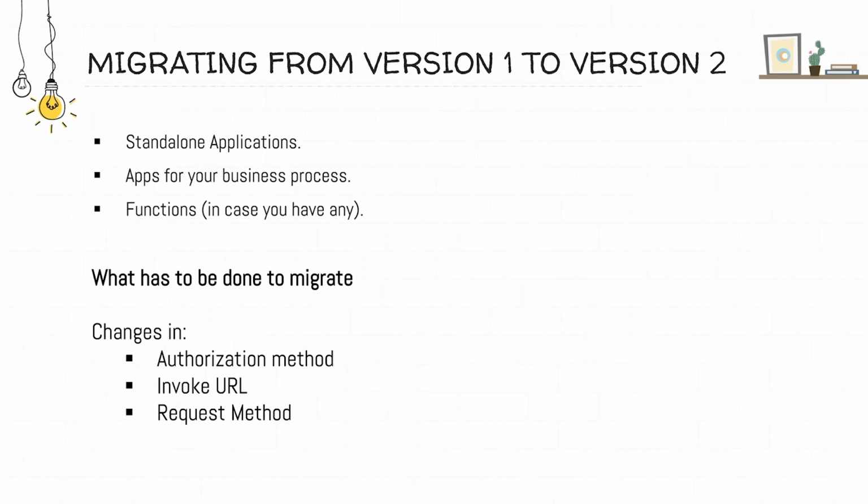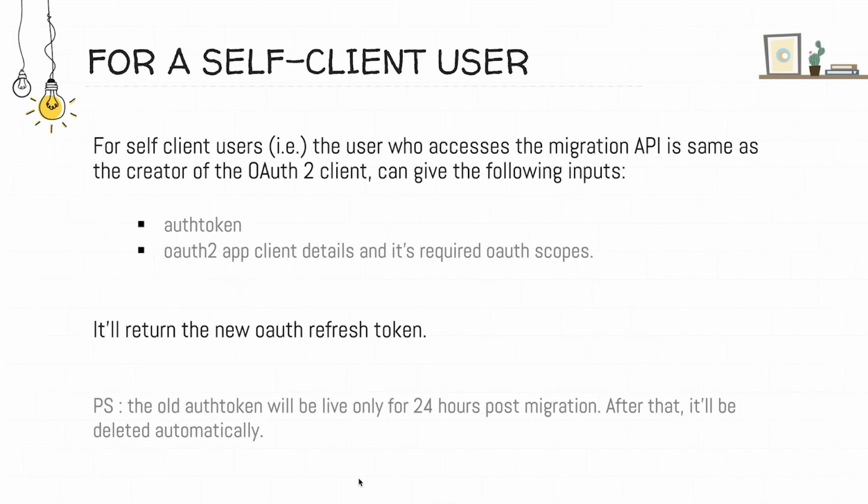When I talk about the authorization method, there are 2 types: a self-client and a multi-user client. Let's take a look at the self-client option first. For a self-client user, the users who manage data from their own organization without working together with anyone else, there is a migration API in which they have to provide the old OAuth token as well as their client credentials from registering the app with Zoho.